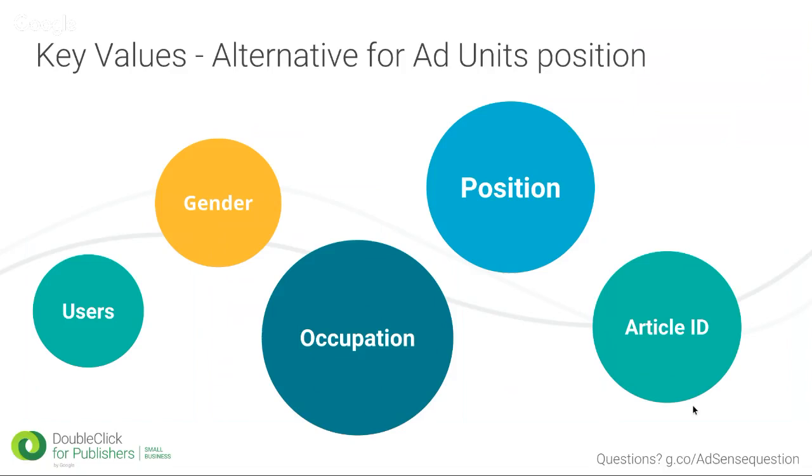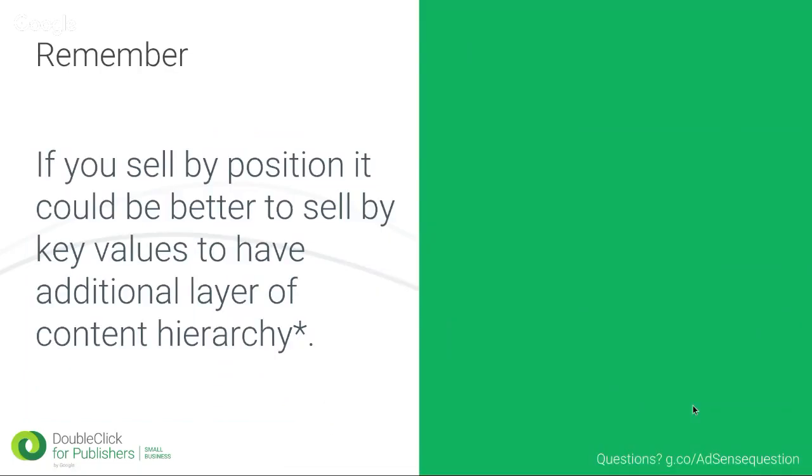But following on in the same vein of thought that we were just speaking about, it's a really good way of targeting positions. So oftentimes we find that you could be setting up an awful lot of ad units if you sell by positions. So oftentimes key values can be a smoother way of doing this for you. So this is just to reiterate, if you sell by position, it could be better to sell by key values. So you have an additional layer of content hierarchy. So obviously, if you don't need to use the second level for positions, then that frees up an additional layer of content hierarchy, which you can use for sections or whatever you want.